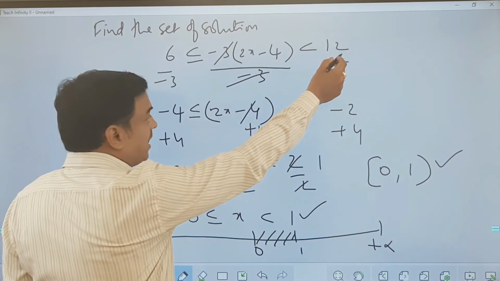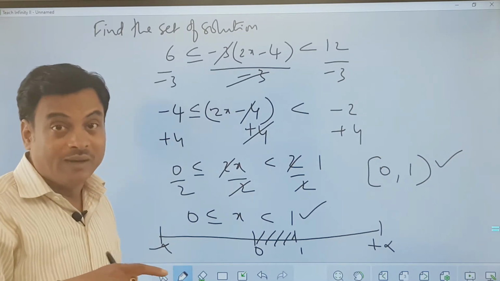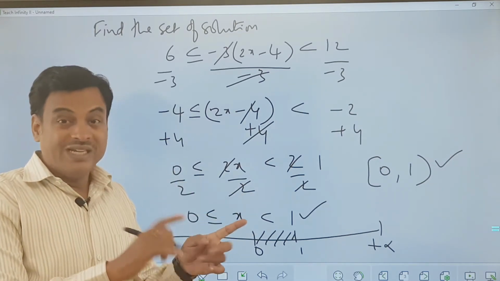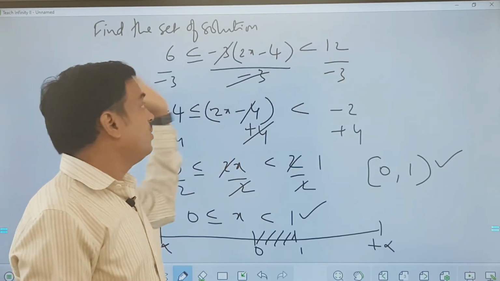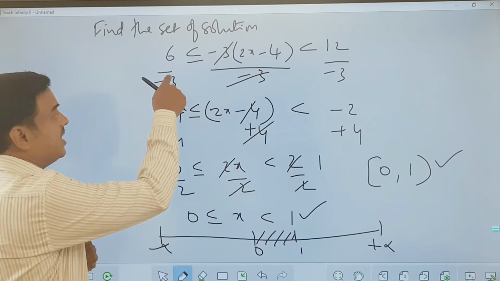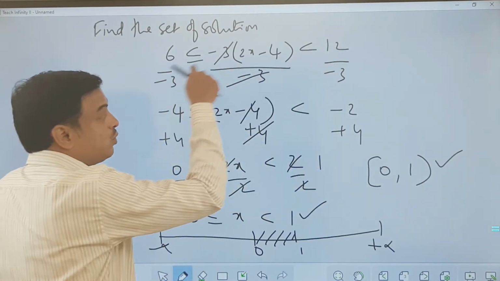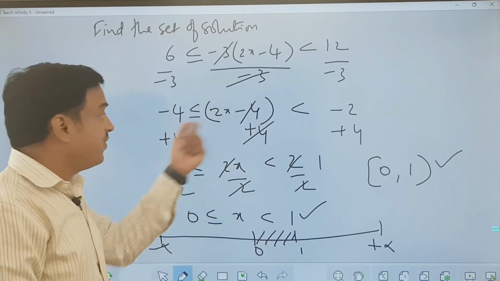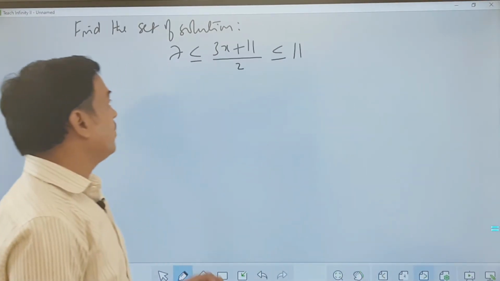+6 and +12. Because I am dividing by -3, a negative number, the inequality will change. So instead of changing the inequality, what we did, we shifted this value to this and this value to there. Okay, so that makes sense. Otherwise this one would have been -2, this would have been -4. -2 cannot be less than -4. So therefore the inequality will change. Clear?